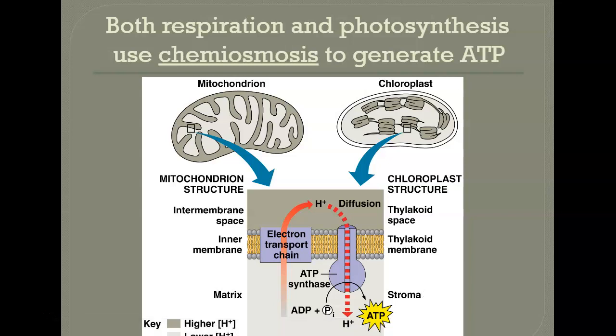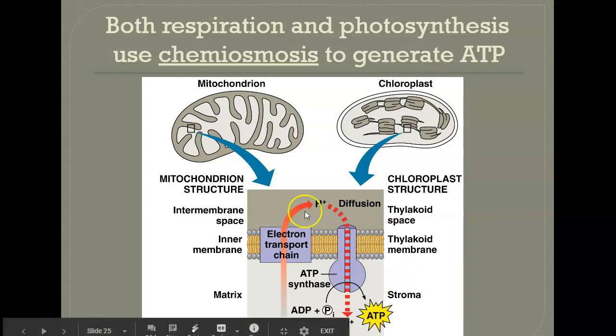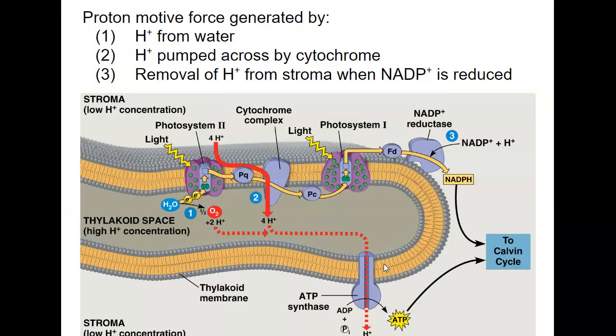So that just happens by diffusion of the protons going from the high concentration gradient down through the low concentration gradient. And here's what that looks like. So some of those hydrogens that made the gradient come from water. Some of them are pumped across the membrane by cytochrome. So in the electron transport chain part, some of them get pumped in.